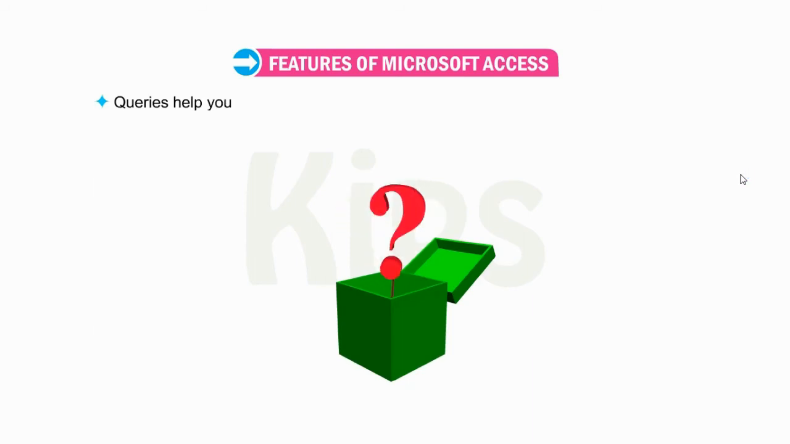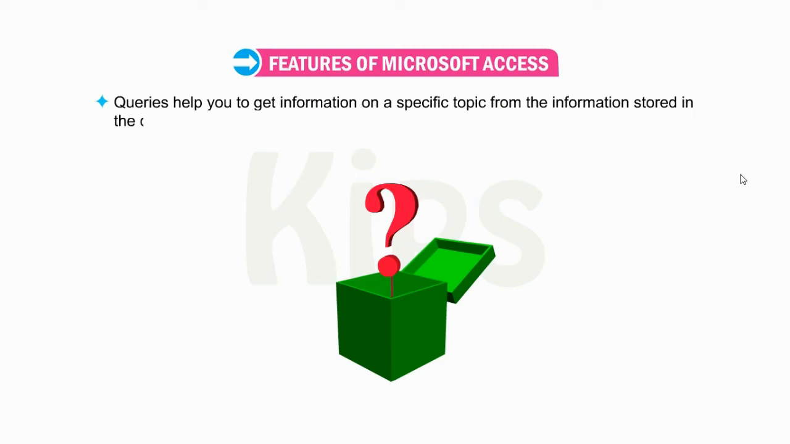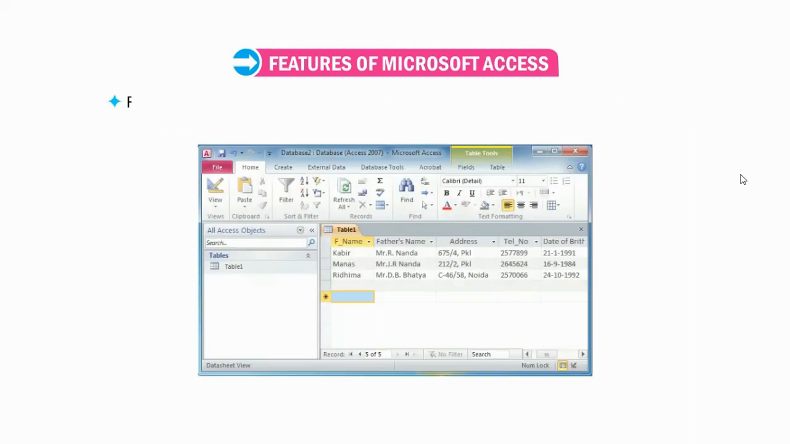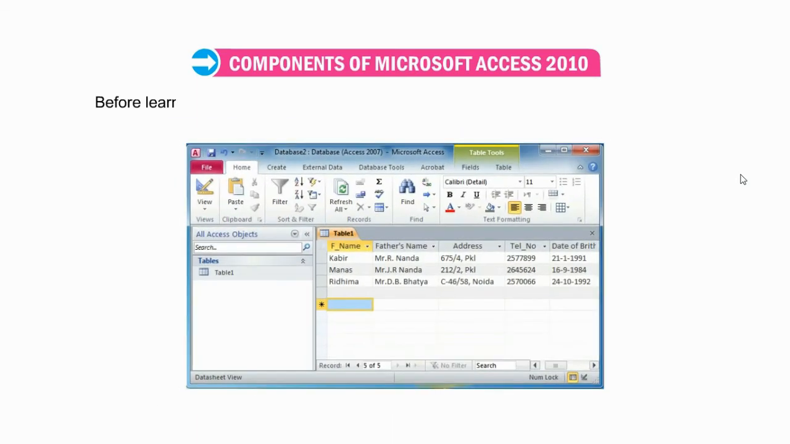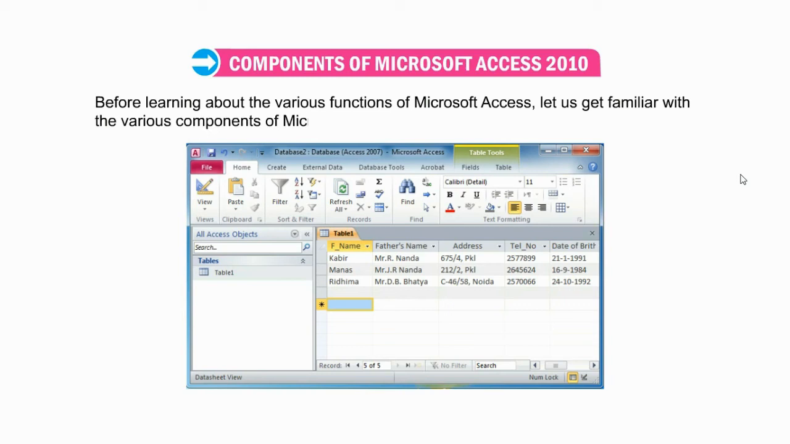Queries help you to get information on a specific topic from the information stored in a database. Reports allow you to present the data in a meaningful and summarized manner. Components of Microsoft Access 2010. Before learning about the various functions of Microsoft Access, let us get familiar with the various components of Microsoft Access.